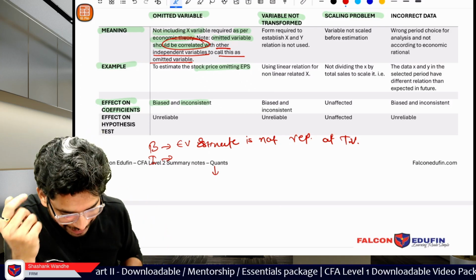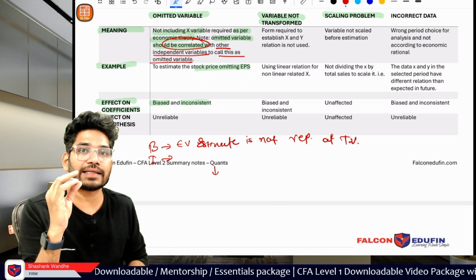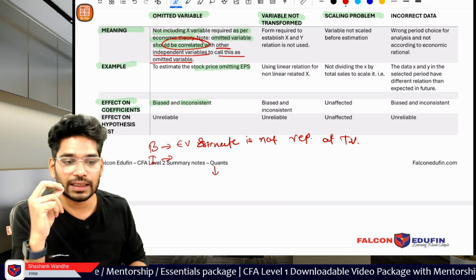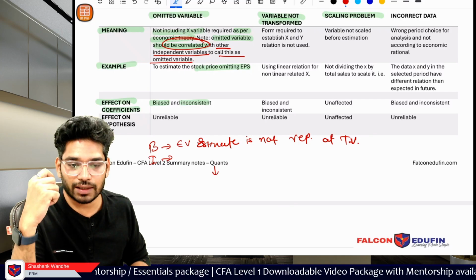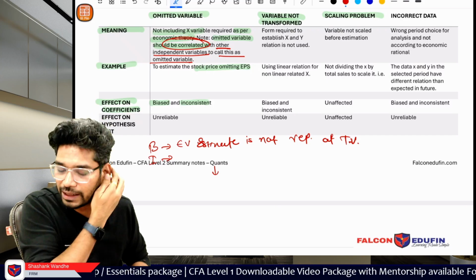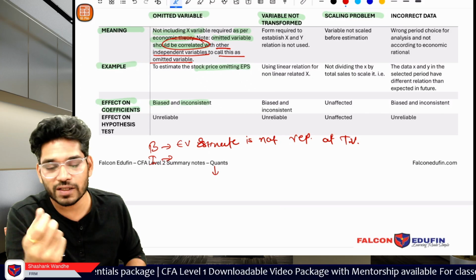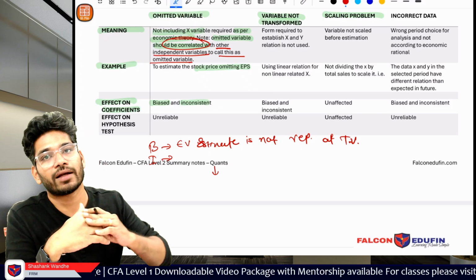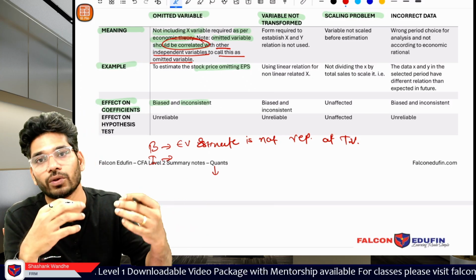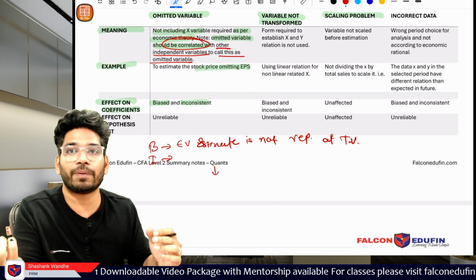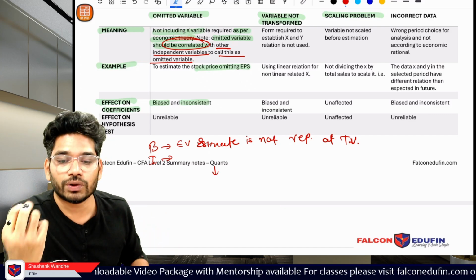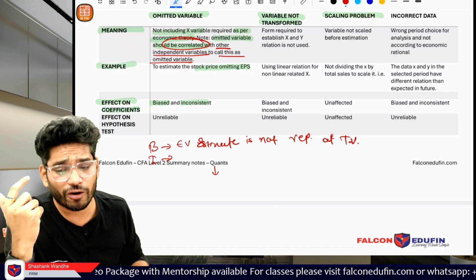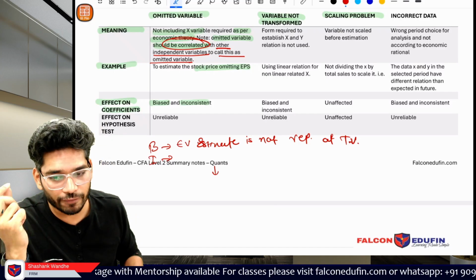And what is the meaning of inconsistency? Consistency is the property which says that as you increase the sample size, the model's accuracy, the independent variable's predictive power, should increase. If the coefficients are inconsistent, it doesn't matter how big the sample size is, you won't be able to get the real picture out of that model. So this is the meaning of biased and inconsistent. Biased is very different, inconsistent is very different. You have to remember the meaning of each.